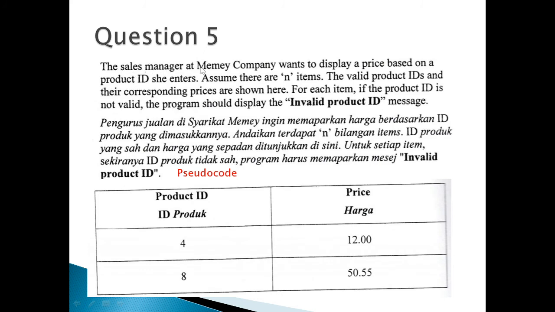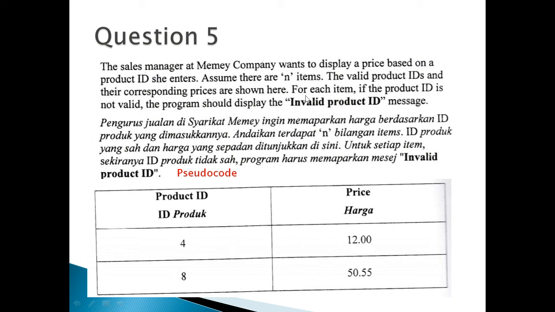The sales manager at Meme Companies wants to display a price based on the product ID she enters. Assume there are n items. The valid product IDs and their corresponding prices are shown here. For each item, if the product ID is not valid, the program should display an invalid product ID message. There are only 2 products, but it is stated here there are n items, so you can assume that there are several items that the manager wants to check. So you need to create a repetition which is controlled by the n items.